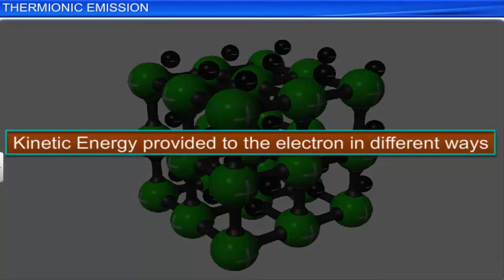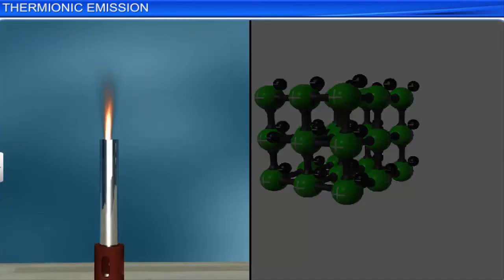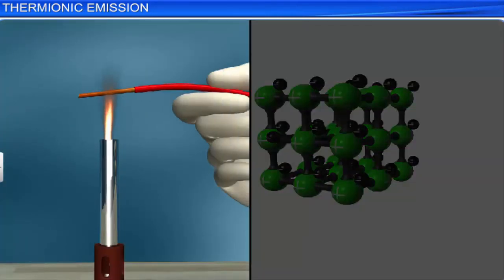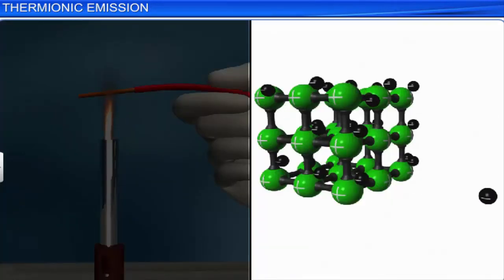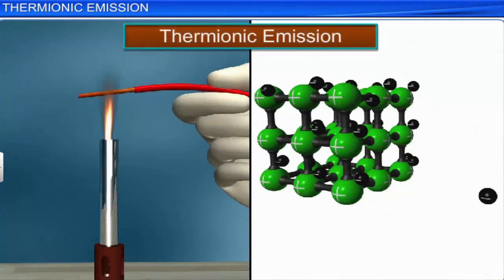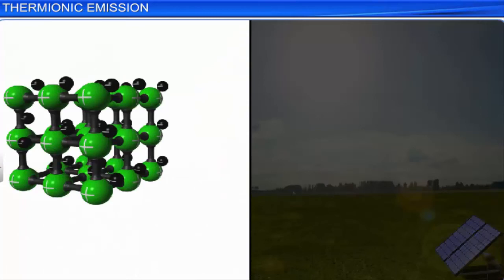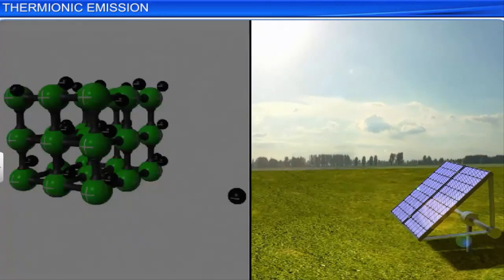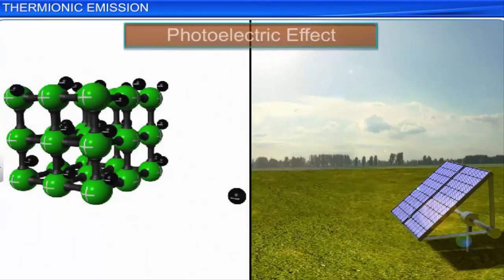The energy required by the electron can be provided in different ways. When a metal surface is heated, the electrons escape from the surface of the metal. This phenomenon is known as thermionic emission, and the electrons thus emitted are called thermions. If the electrons are emitted by a metal surface after absorbing light energy, then the phenomenon is called the photoelectric effect, and the electrons thus emitted are called photoelectrons.